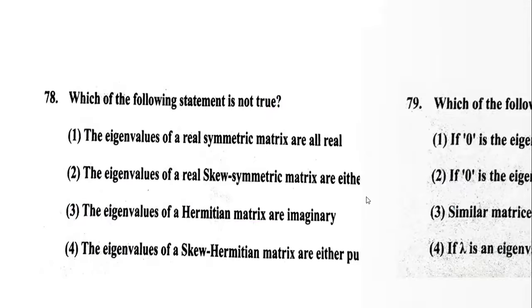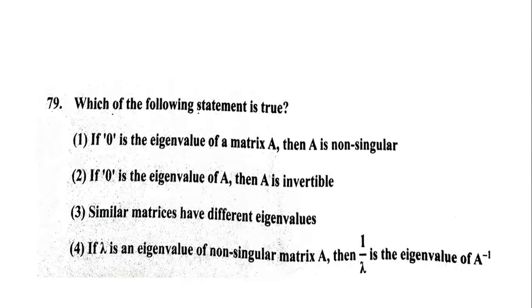Next, the 79th question. Which of the following statements is true? Here they are asking for the true statement. If 0 is an eigenvalue of a matrix, then A is singular. This is true. Simple question. If 0 is an eigenvalue of A, then A is invertible. This is false because A is invertible if and only if all eigenvalues are non-zero.